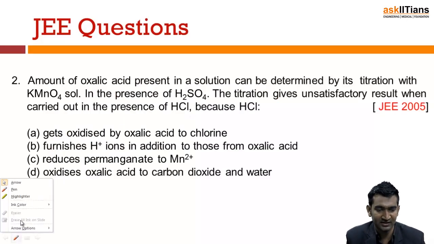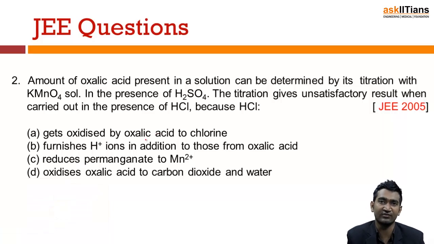So let's see what the option is. Yes, C is the correct option, because in the case of HCl you can see that the permanganate is getting reduced into Mn2 plus. So C is the correct answer for this.